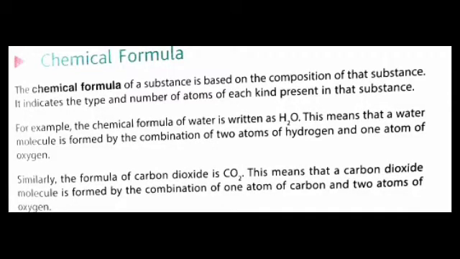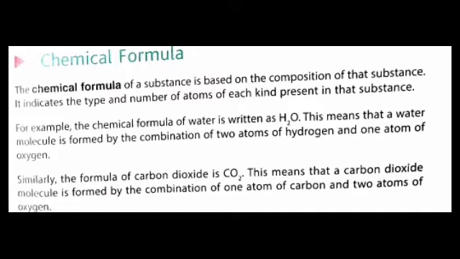The chemical formula of a substance is based on the composition of that substance. It indicates the type and number of atoms of each kind of element present in that substance. For example, the chemical formula of water is written as H2O. This means that a water molecule is formed by the combination of two atoms of hydrogen and one atom of oxygen.